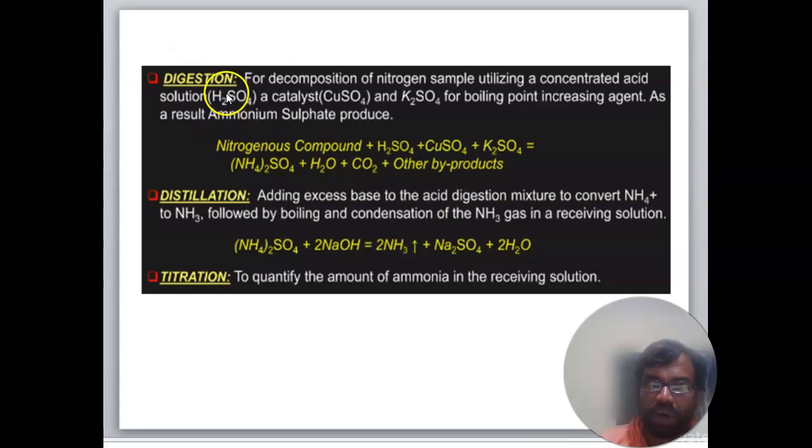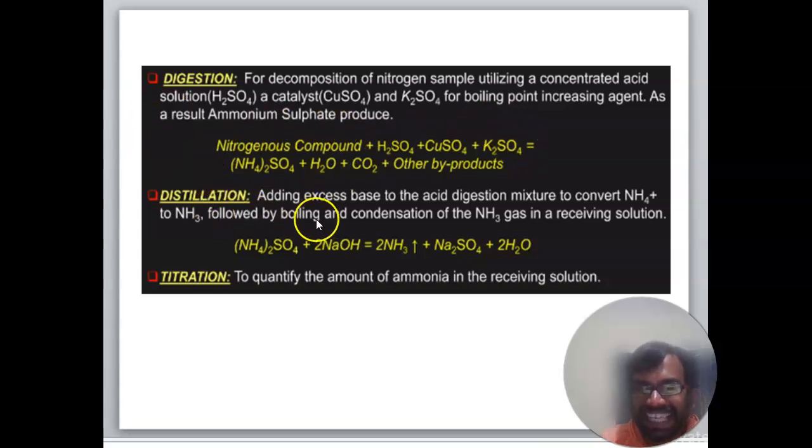Then you can see somewhat closer what digestion is. It is the decomposition of the nitrogen sample utilizing concentrated sulfuric acid and the catalyst copper sulfate, with K2SO4 as the boiling point increasing agent. The catalyst's main role is to increase the boiling point, and as a result ammonium sulfate is produced. So this is the equation. You can see the nitrogenous compound, copper sulfate, H2SO4 sulfuric acid and K2SO4, then ammonium sulfate is produced, plus water, carbon dioxide and other byproducts. This is the actual equation. This process is done in digestion.